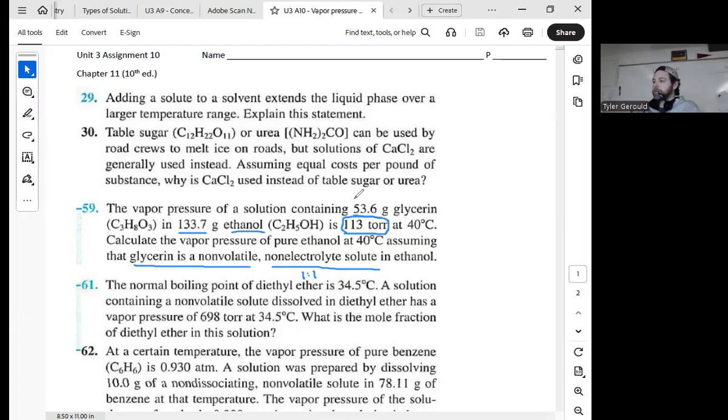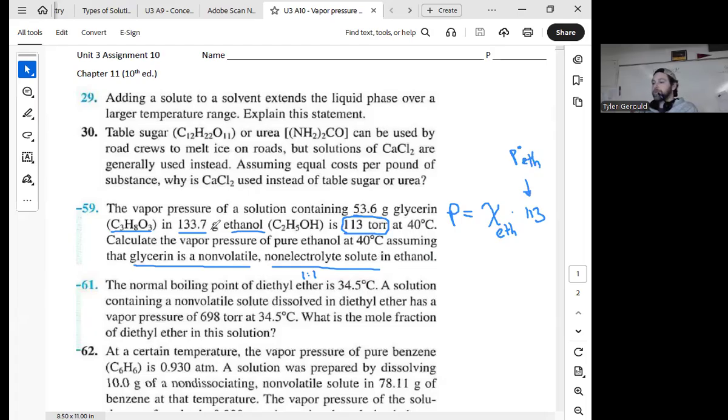So whenever you have a mass value, change those into moles. Moles of glycerin, so you have to calculate the molar mass using the periodic table. Change ethanol's mass to moles, and then find the vapor pressure of the solution, which is going to be our answer. We're going to take the mole fraction of ethanol, moles of ethanol on top, divided by total moles on bottom, times this vapor pressure, this 113. That's the pure pressure of ethanol if it was just by itself. And then that's it. You got your total vapor pressure.